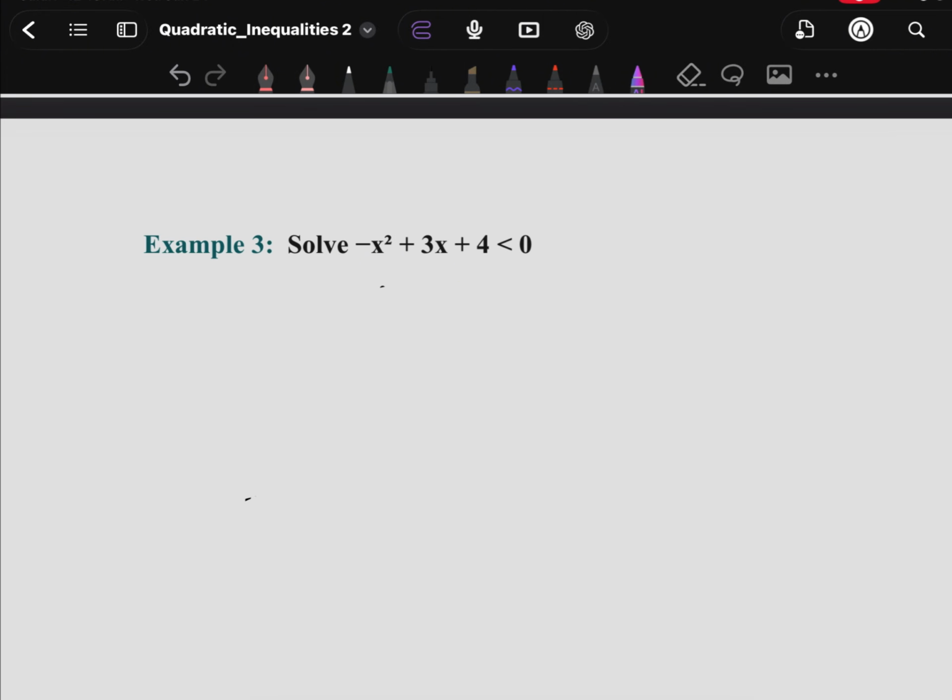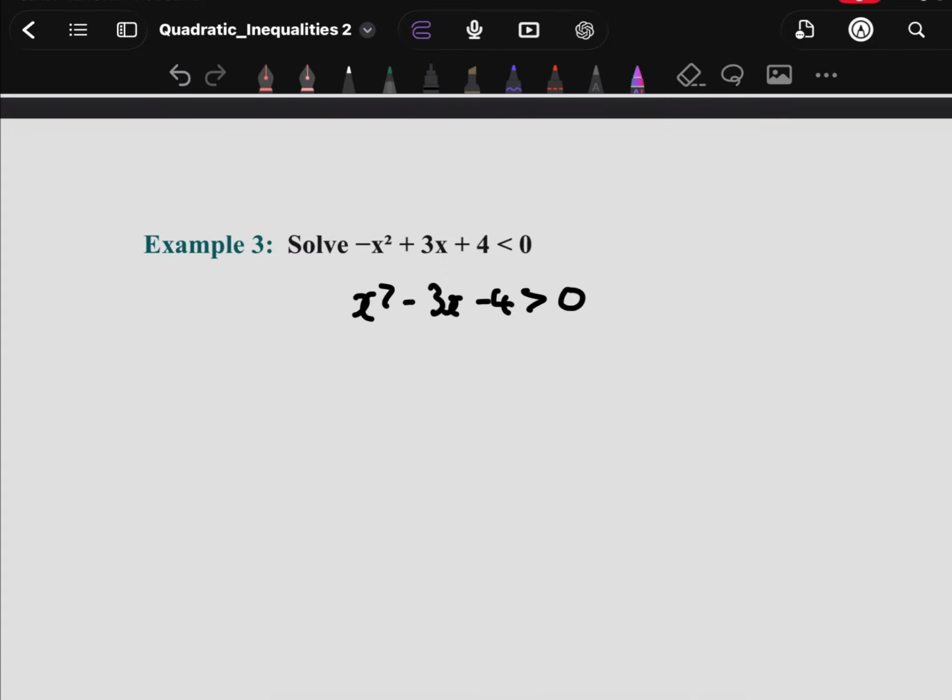So here's our next example, but this one uses a slightly different property, and that is multiplying every single term by the negative. The reason why we do this is that we cannot directly manipulate the negative x squared here. Rather, we have to multiply everything to change its sign, and that's another crucial aspect of these quadratic inequalities. So we multiply everything by negative, we get x squared minus 3x minus 4, which is greater than 0.